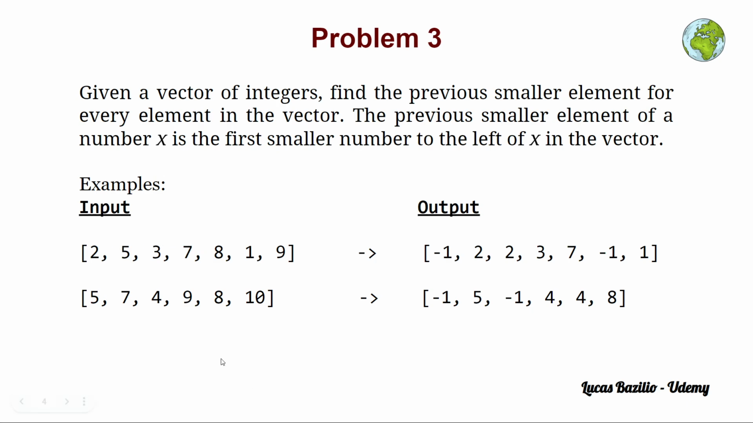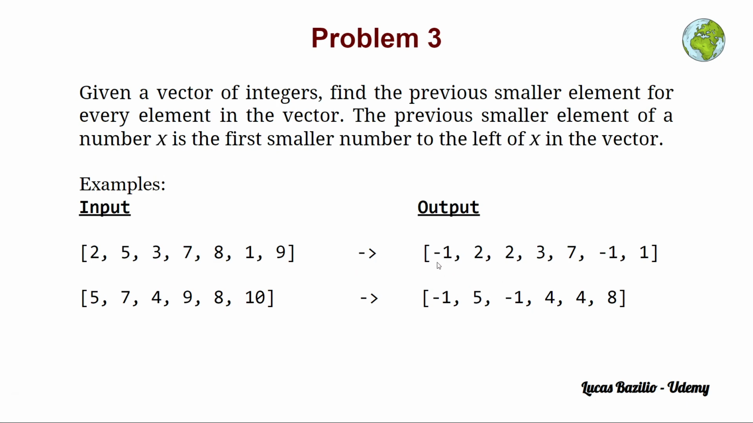The first example is very easy to see, and the second one is analogous. It is the same idea, right? We start at 5, minus 1, there's no element smaller. With 7, we just pick 5. With 4, there's no element, so minus 1. With 9, we just pick 4. With 8, the first one is 4, so we pick 4, and with 10 we pick this value 8.